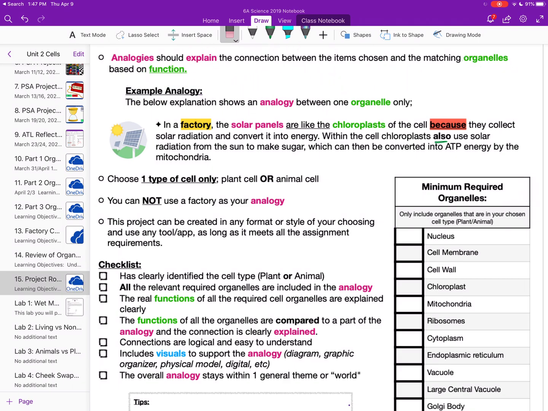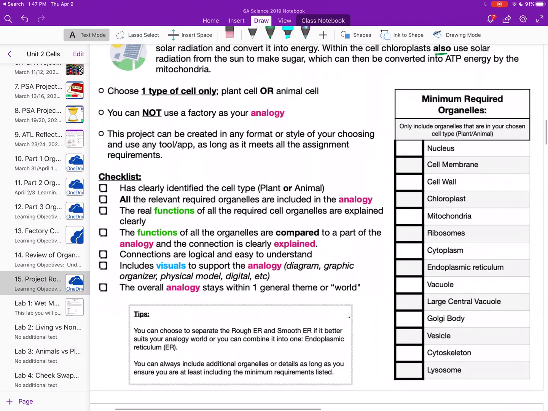In terms of this assignment, there are a couple specifics, and I'm going to go through those expectations now. You only have to do one type of cell, so you don't have to do both. Pick one, your choice. It depends on what analogy you would like to create. Some analogies go better with a plant cell. Some analogies go better with an animal cell. That's your choice. So you're going to pick one, plant or animal.